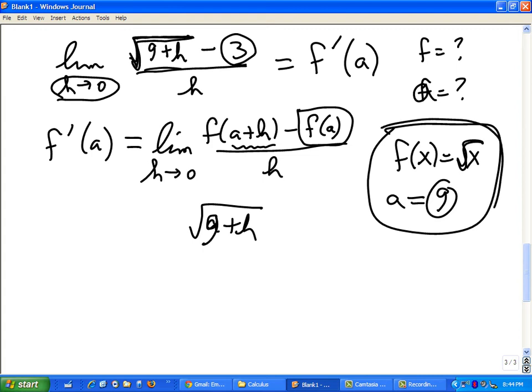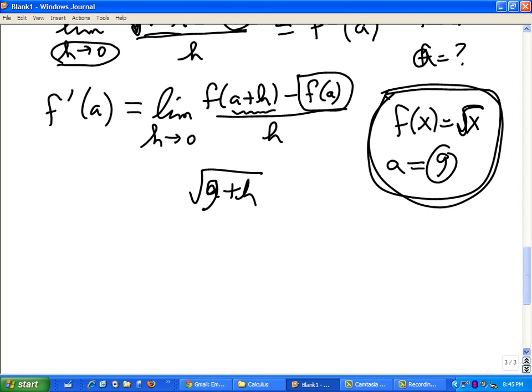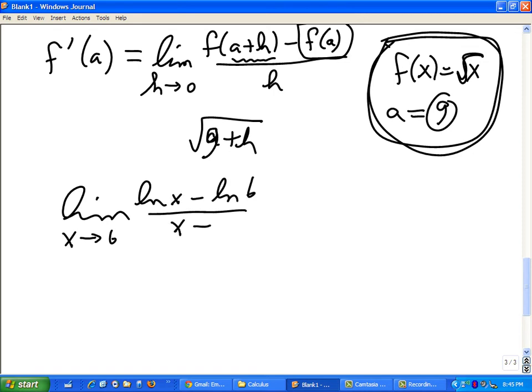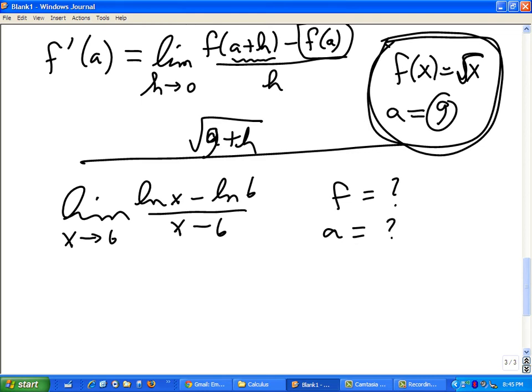And here they give you the limit as x approaches 6 of something like log x minus log 6 over x minus 6. Same question, right? What's f? What's a? And then if you think about that, f prime at a, in this case, is going to be a limit as x approaches a. We won't use the h form here, obviously, because x is approaching 6. So as x approaches a of f of x minus f of a over x minus a.